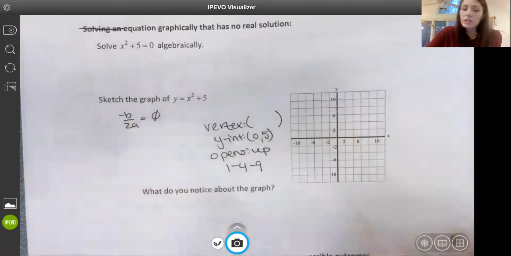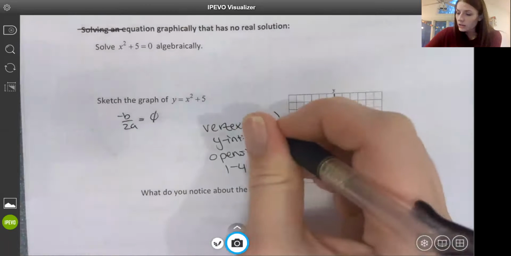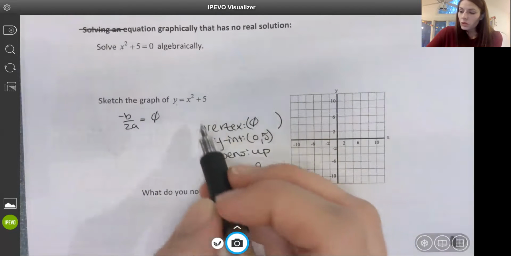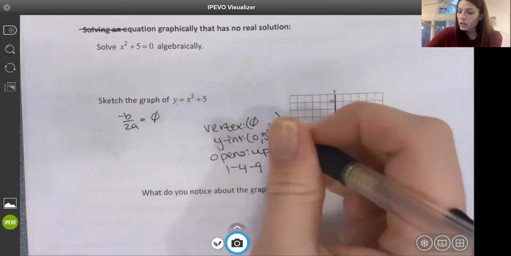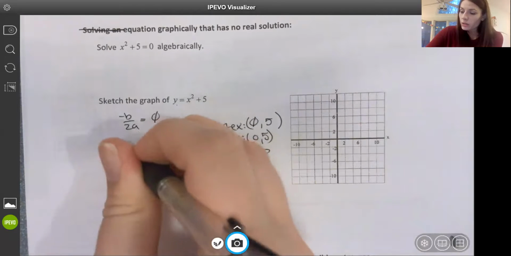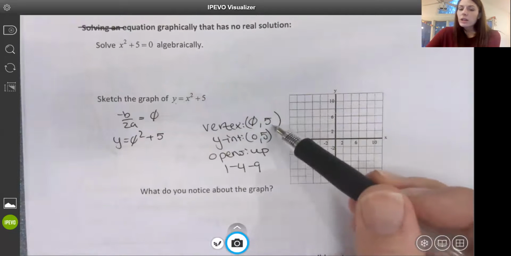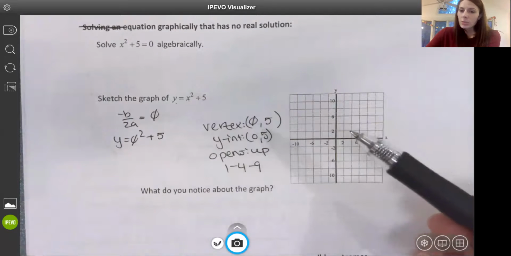So it's just going to give me 0. 0 divided by anything is 0. And if I plug 0 in, it gives me a y value of 5. Okay, y equals 0 squared plus 5. So you'll notice that the y-intercept and the vertex are the same point.